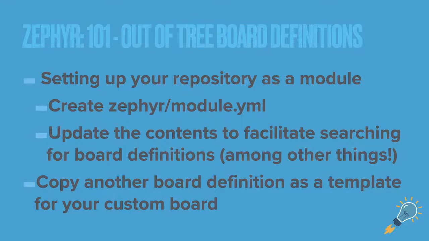So we will be creating that module.yaml because it didn't exist before, or actually it did in this instance, but for anybody else who's starting from scratch or maybe has a sample application but doesn't have a module, I'll just show you how to do it. Then you just update the contents of it to make sure the pre-compilation process will actually find it, and then copy another board definition, like what I was saying before about copying a template.